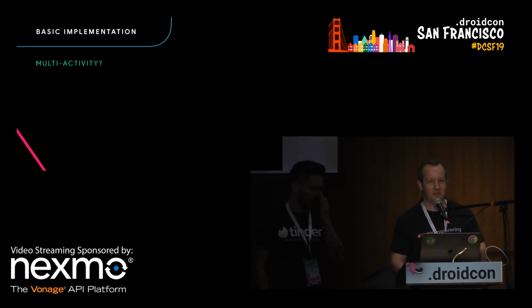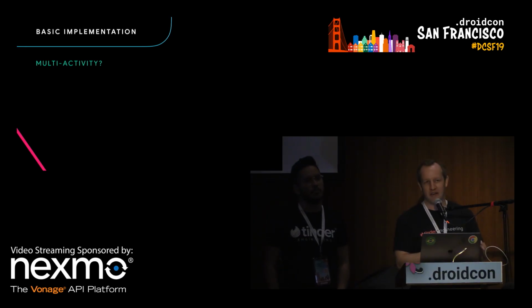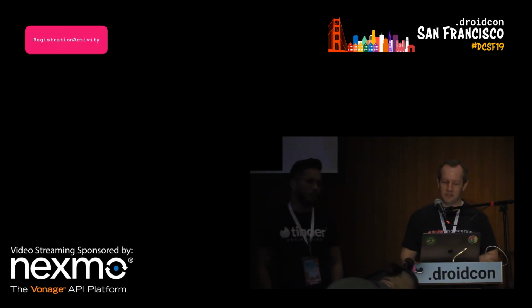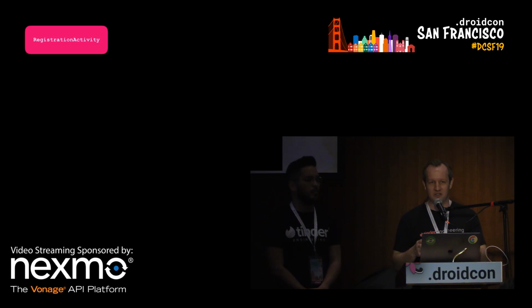And maybe a very naive basic solution would be to have each step in the flow have its own activity. But I think we can improve on that, maybe using the older interface callback pattern. And how would that potentially look? Let's go through the different pieces that are involved here.